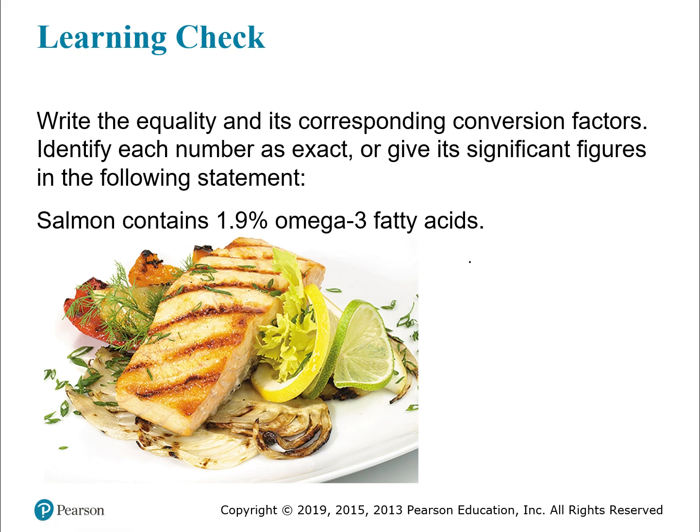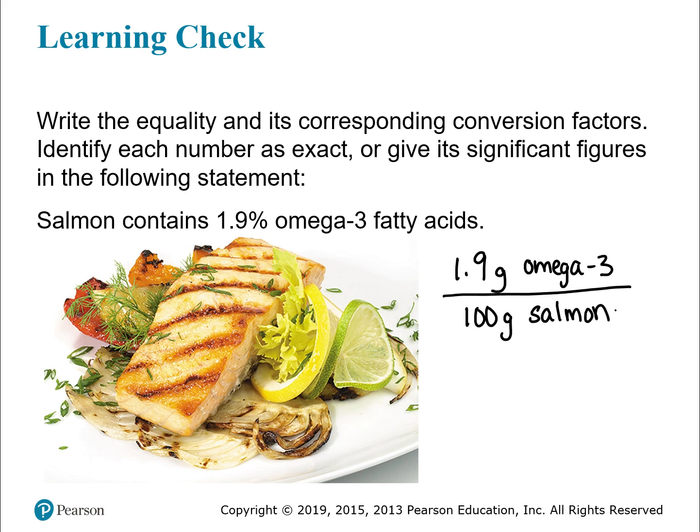Let's write a conversion factor. We know that percentages means part out of a whole, and that the whole in this case was going to be 100. So on the top, we're going to have 1.9, let's say, grams of omega-3 out of 100 grams of salmon, because the salmon is the whole thing. Out of all the things that salmon is made of, 1.9 grams out of every 100 grams is going to be omega-3 fatty acids.